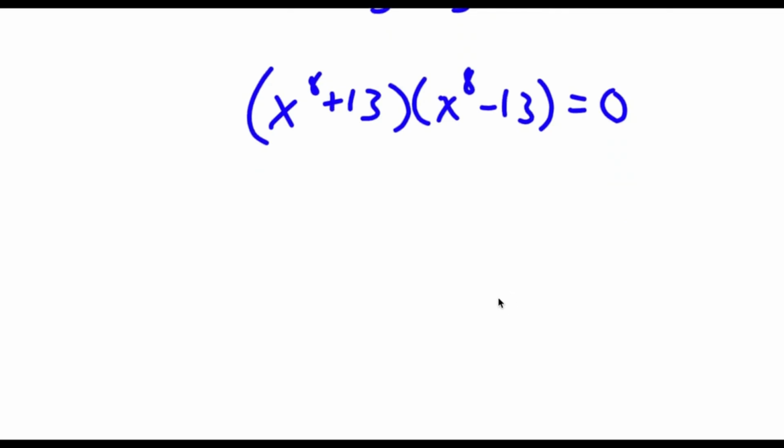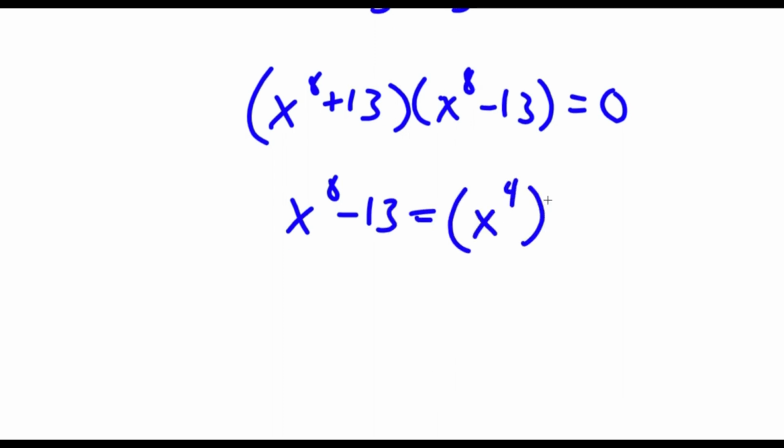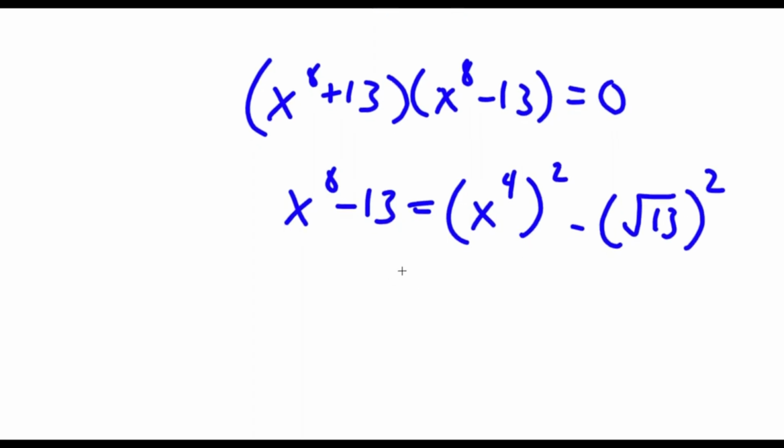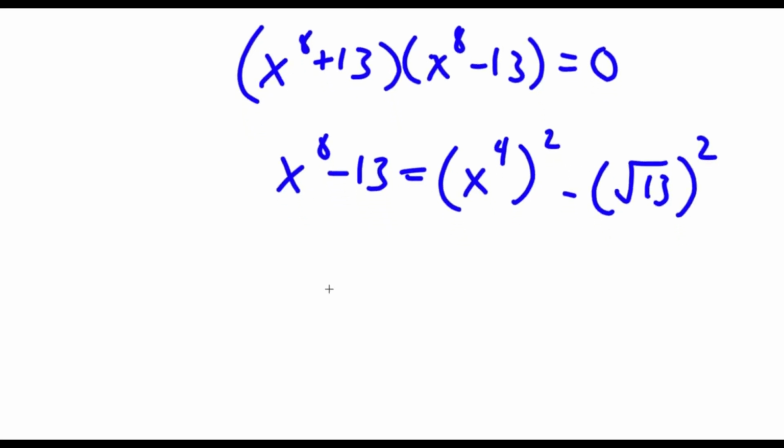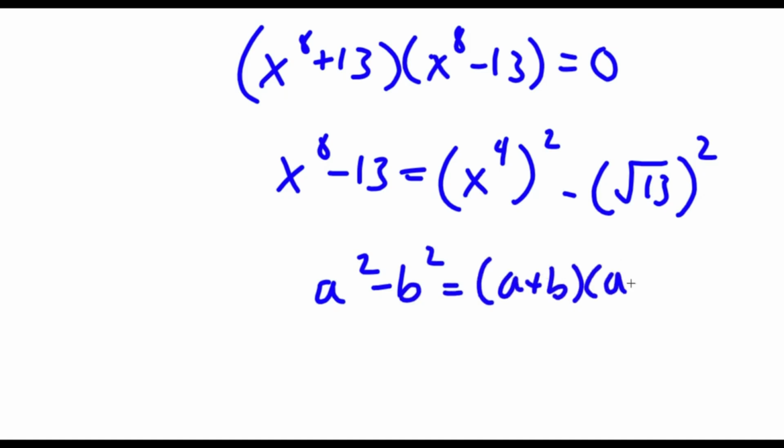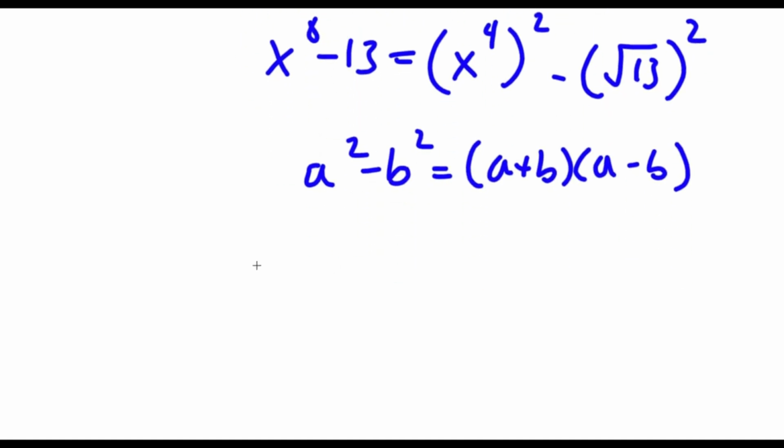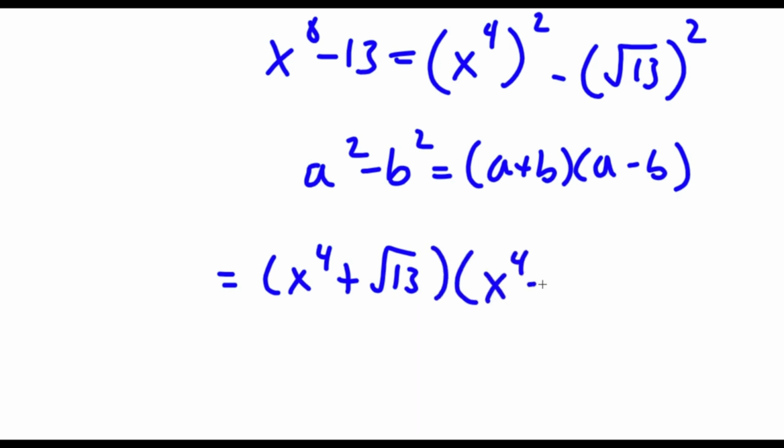So now x to the power of 8 minus 13, this is the same thing as x to the power of 4 to the power of 2 minus the square root of 13 squared. And again, these two are both to the power of 2. Remember, if I have something in the form a squared minus b squared, this is equal to a plus b times a minus b. So in this case, I'm going to have x to the power of 4 plus the square root of 13 times x to the power of 4 minus the square root of 13.